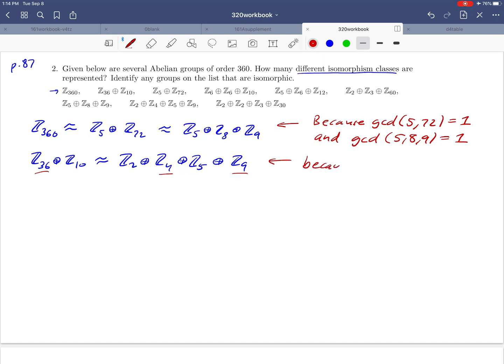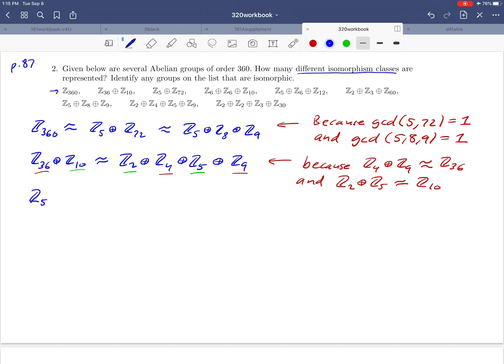So Z4 plus Z9 is isomorphic to Z36, and if you look at the other two terms, Z2 plus Z5, 2 and 5 are relatively prime, so Z2 plus Z5 is isomorphic to Z10. That isomorphism comes from just looking at the right-hand side and grouping some things together, essentially.